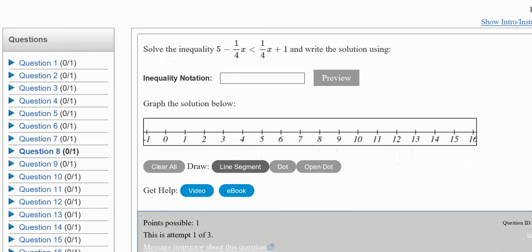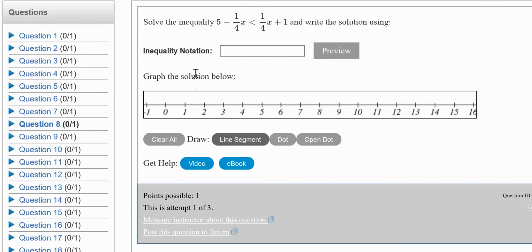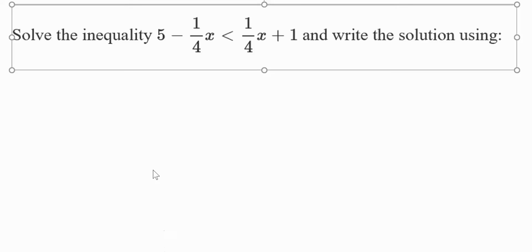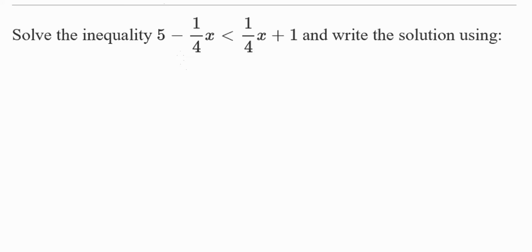What the issues were here was number 8. So how do you solve this one? 5 minus 1/4 x less than 1/4 x plus 1. All right, rewriting it here so we can actually use it right over here.